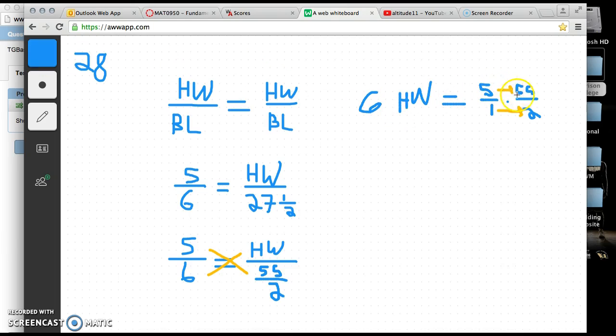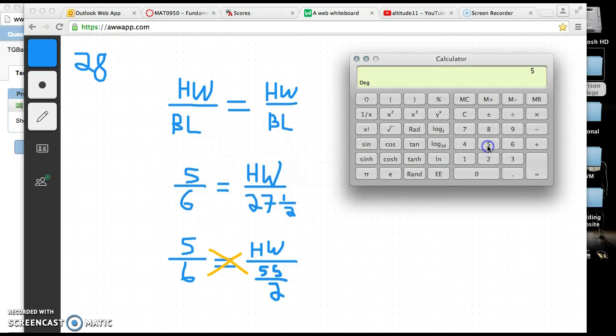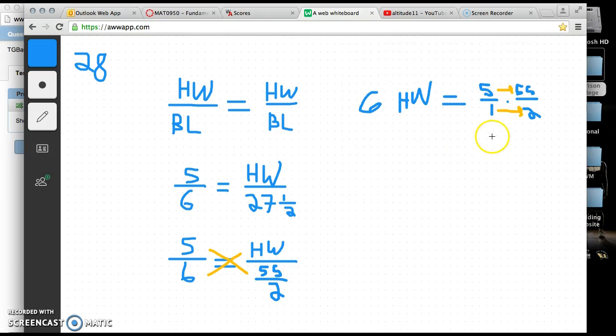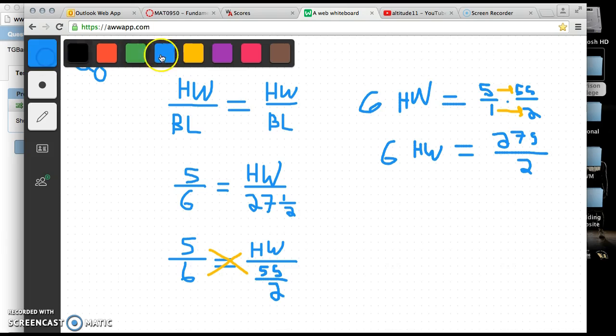So in our numerator, 5 times 55, so what are we going to get there? Let's get out our calculator so that no mistakes are made. 5 times 55 is 275. All over, and our denominator here is 1 times 2. That's just going to be 2. And over there on the left-hand side, we still have 6 times our variable, which we're calling HW, for height at the withers. All right, so we still need to solve or isolate HW.